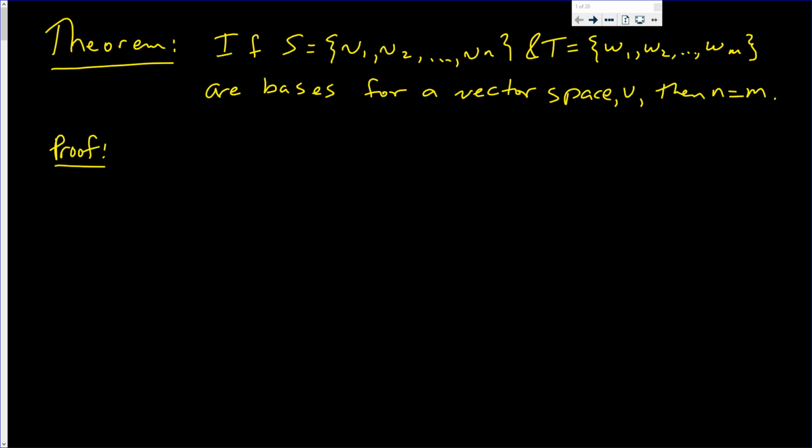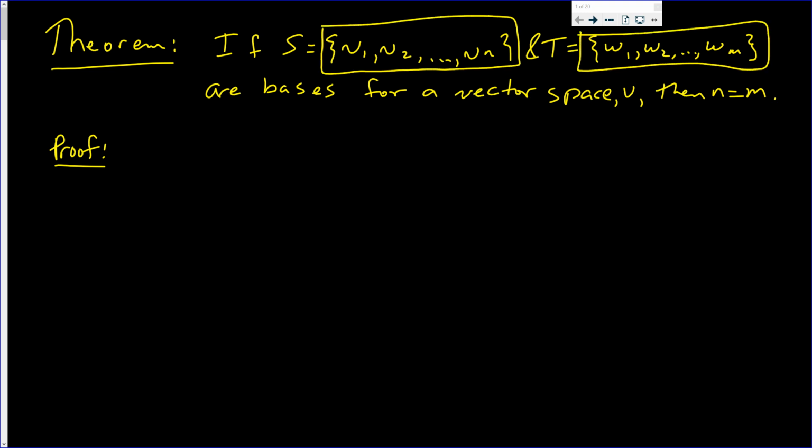In this video, we're going to prove a very important theorem. Actually, it's the corollary, a consequence of the last theorem. If S and T are both bases for a vector space V, then the number of elements in S must equal the number of elements in T. The proof is straightforward. That is, it follows immediately from the last theorem. Okay, so here it goes.